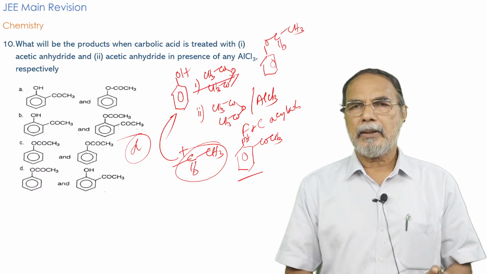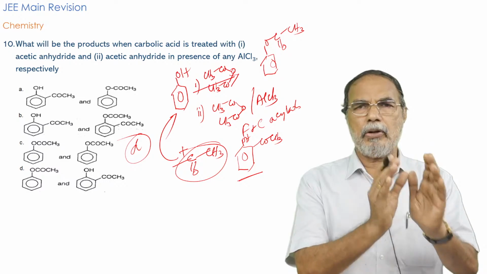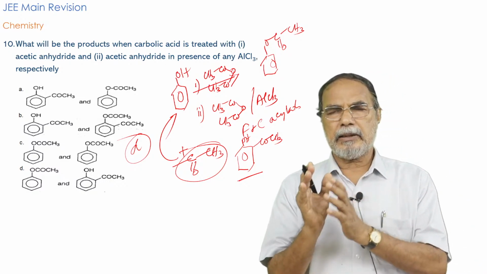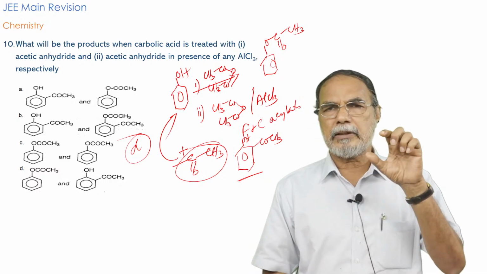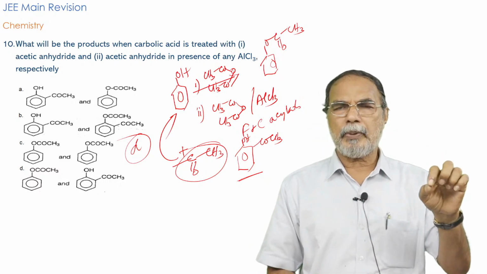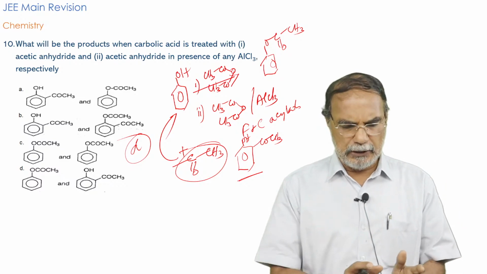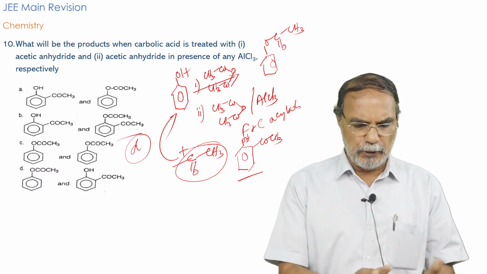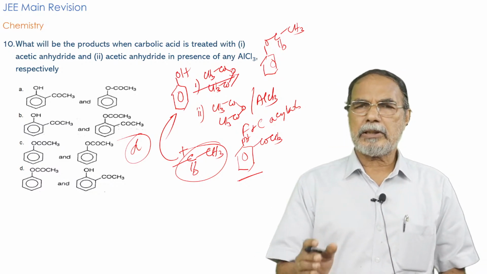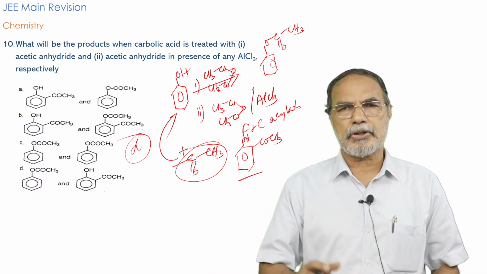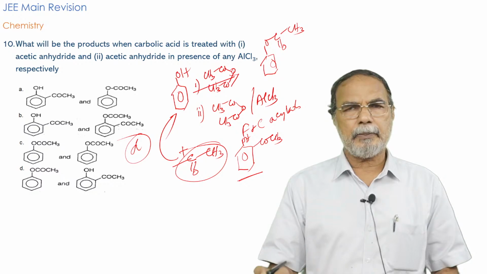So remember, if it's simply with acetic anhydride, it is acetylation of the OH group. And if it is acetic anhydride in the presence of AlCl3, the reaction is taking place in the benzene ring at the ortho and para positions of the OH group. And in this case, only the product of the ortho position is given, no product of the para position is given. But remember, it is a reaction taking place at the ortho position as well as the para position. You will get the COCH3 group at the ortho position and at the para position.